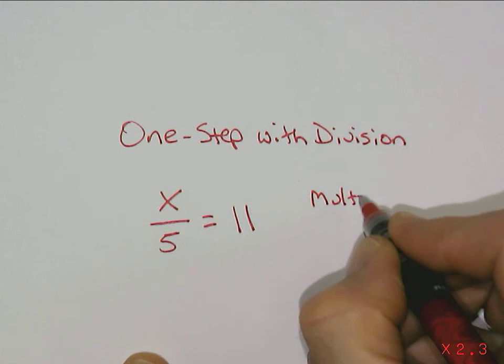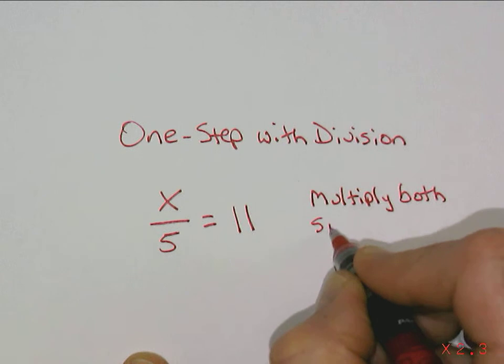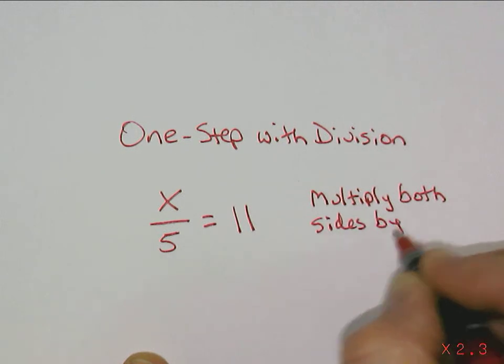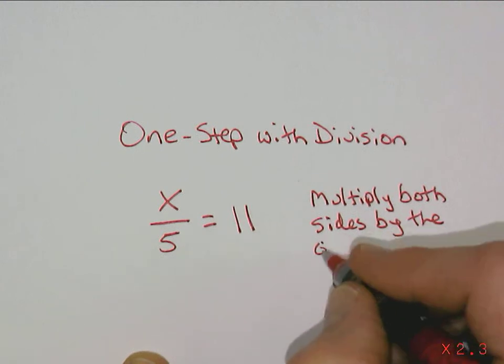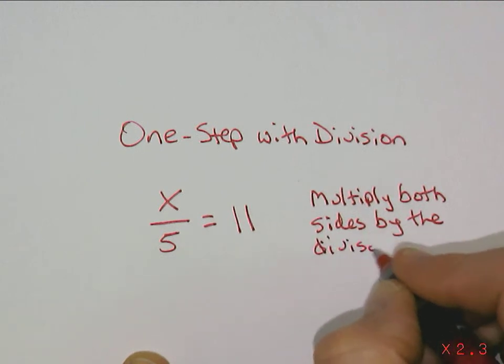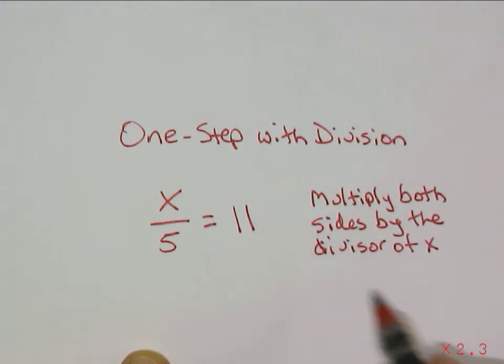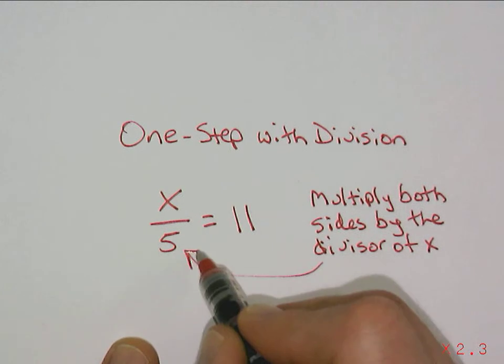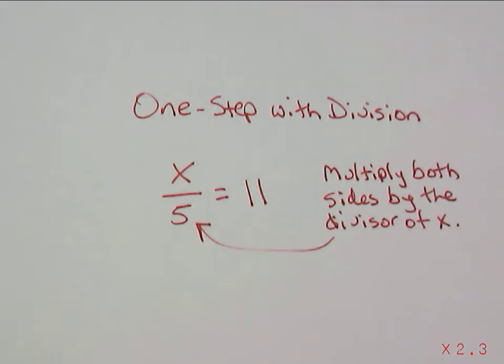So I'm going to multiply both sides by what we call the coefficient, the divisor of x. So the divisor of x in this case is a 5. So we're going to multiply both sides by that divisor of x. So if we multiply both sides, I'm going to rewrite it down here so you can see it a little bit better.